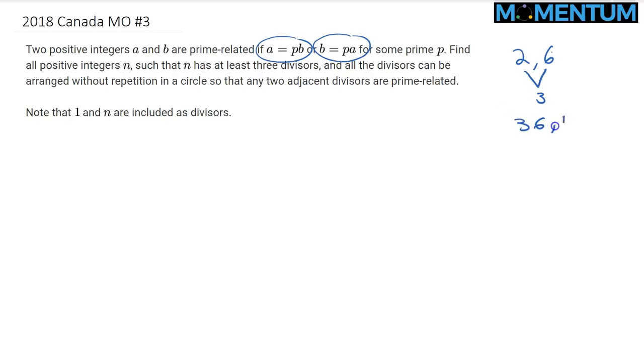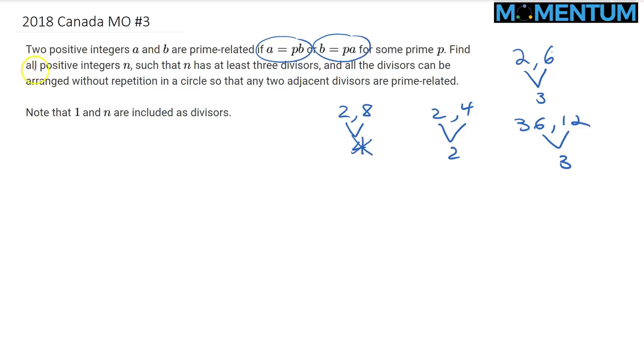Well, 36 and 12 are two prime related numbers again, or 2 and 4, they are prime related. Two numbers that are not prime related, well, 2 and 8 for instance, they are not prime related because 4 is not a prime. Awesome.